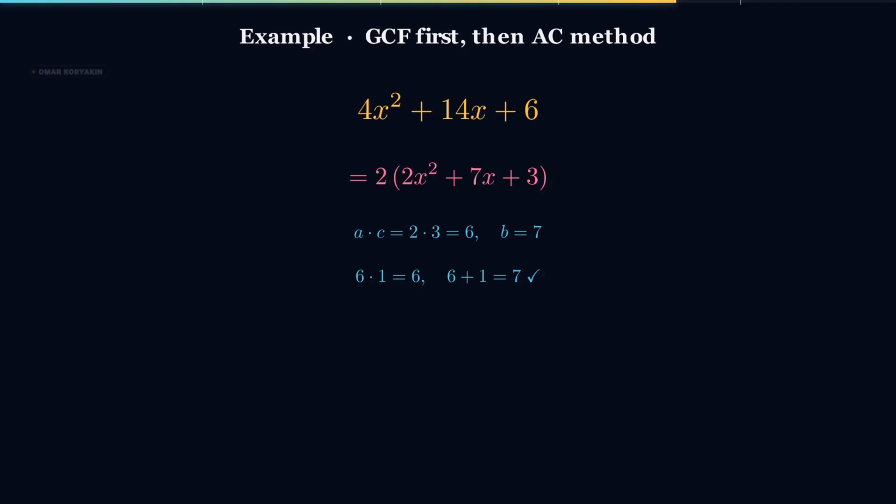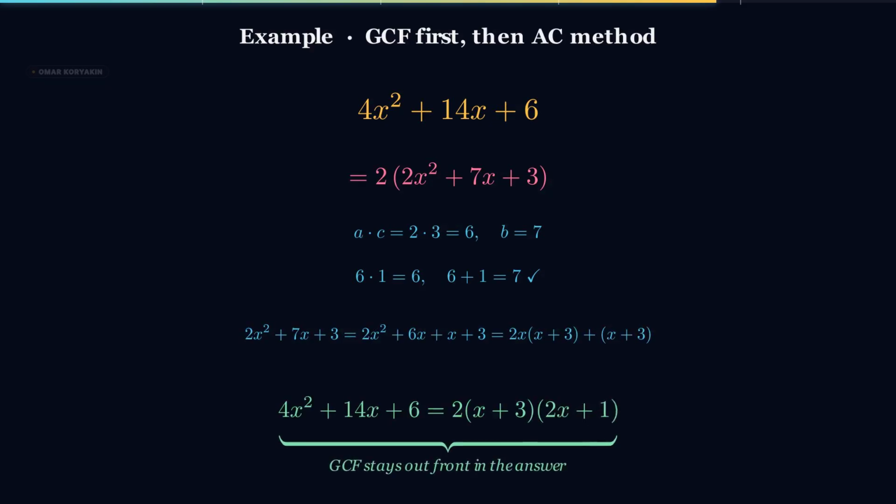Factor each pair. 2x squared plus 6x has common factor 2x, leaving x plus 3. The pair x plus 3 has common factor 1, also leaving x plus 3. Pull the shared binomial out: x plus 3 times 2x plus 1. Reattach the 2 that we pulled out at the start. The complete factored form is 2 times x plus 3 times 2x plus 1. The GCF stays out front in the final answer. Never let it disappear in the rewriting.